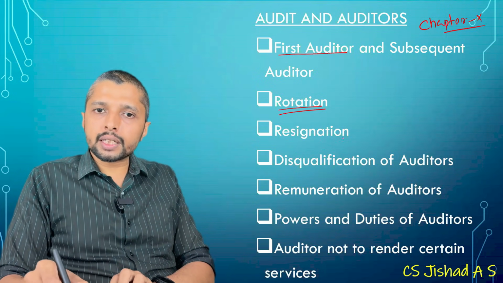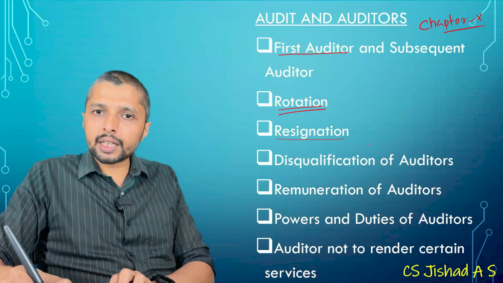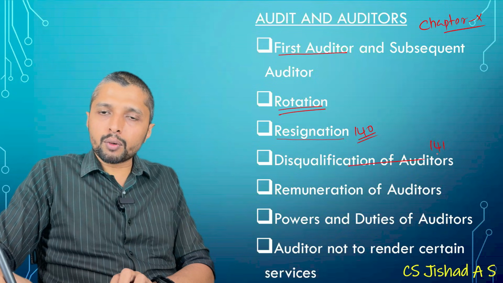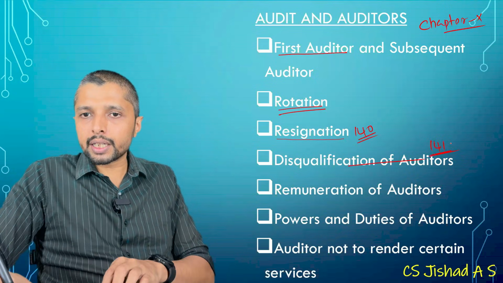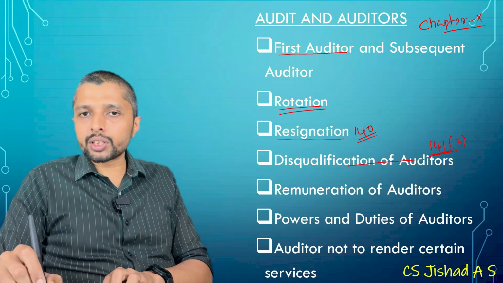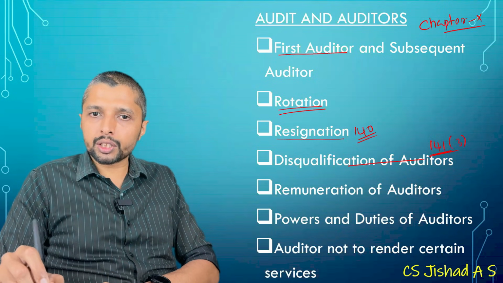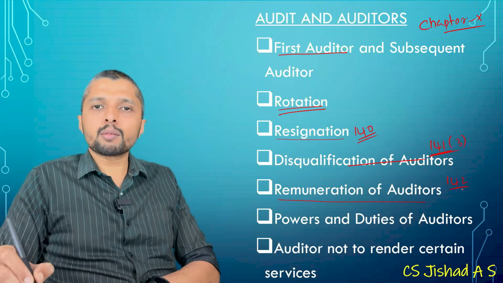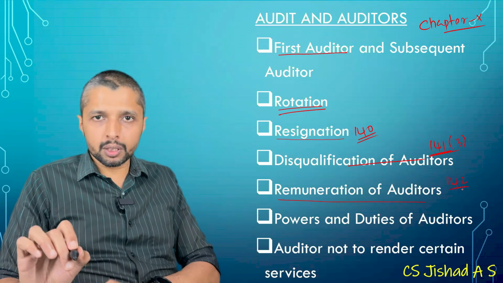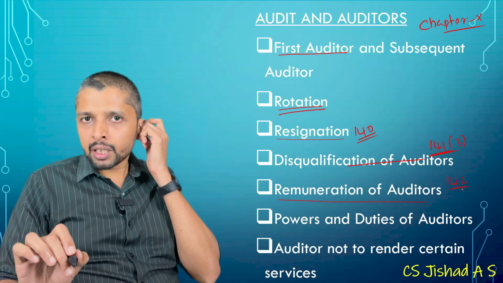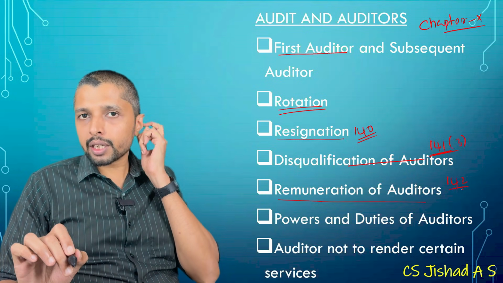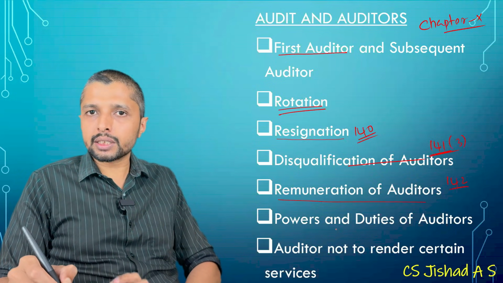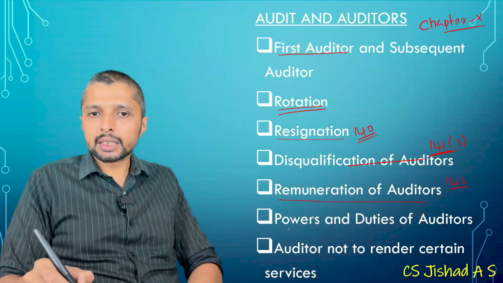Then you have resignation of auditors and removal of auditors under section 140. Then disqualification of auditors, 141; different clauses under 141 subsection 3 explain the disqualification of auditors. Remuneration of auditors, 142, can be decided by either the board of directors or the members. If the auditor is appointed by members, then it will be decided by members. If the auditor is appointed by the board, the remuneration will be decided by the board, or in the case of a CAG auditor, it will be decided by CAG.